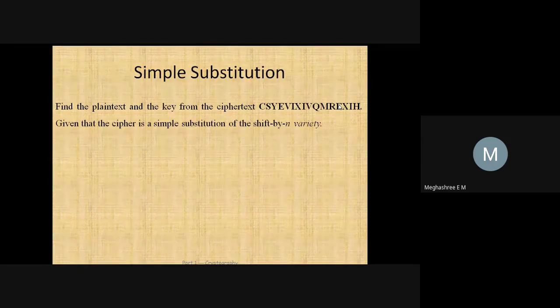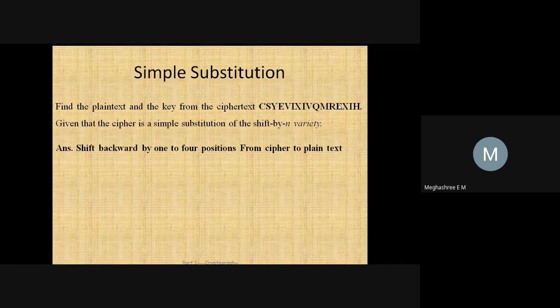Annapurna, key is 4. Okay, then what is the plain text for this? If key is 4, what is the plain text? Very good. Since it is ciphertext and you are asked to find out the plain text, you have to shift backward, right? So here I have tried 1 to 4.